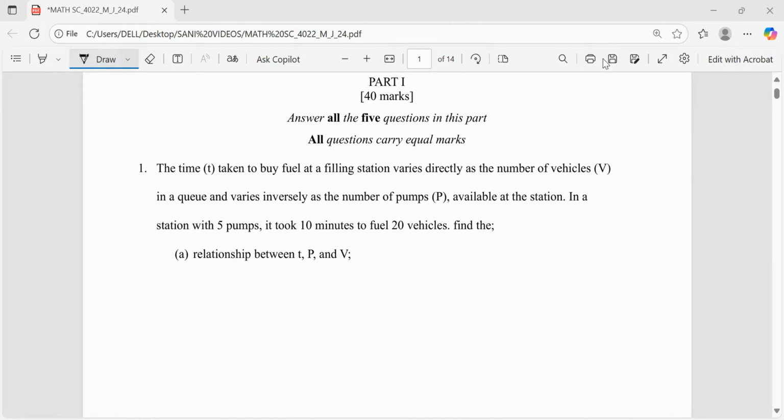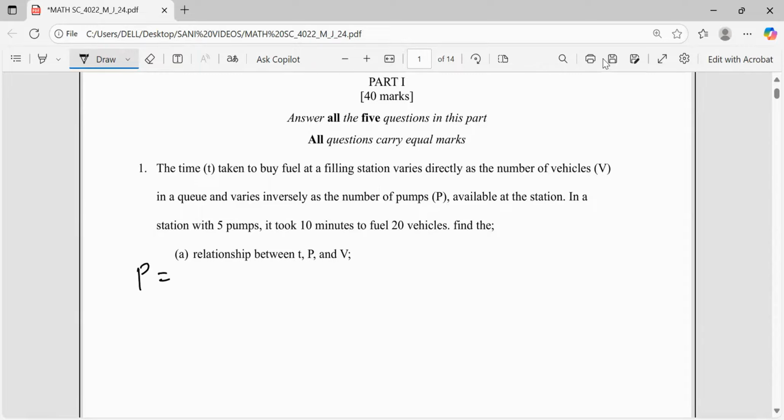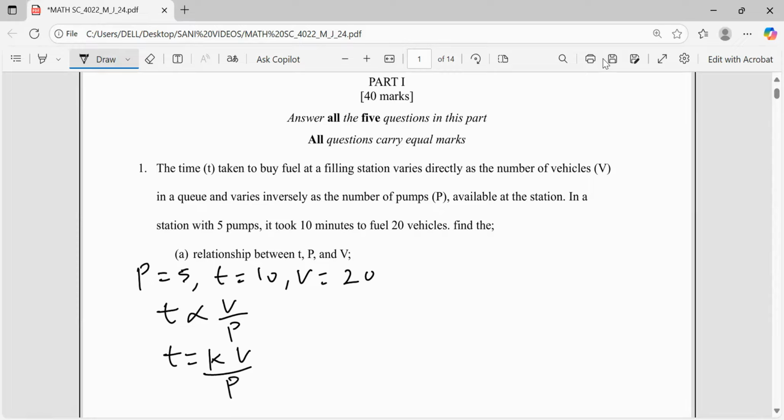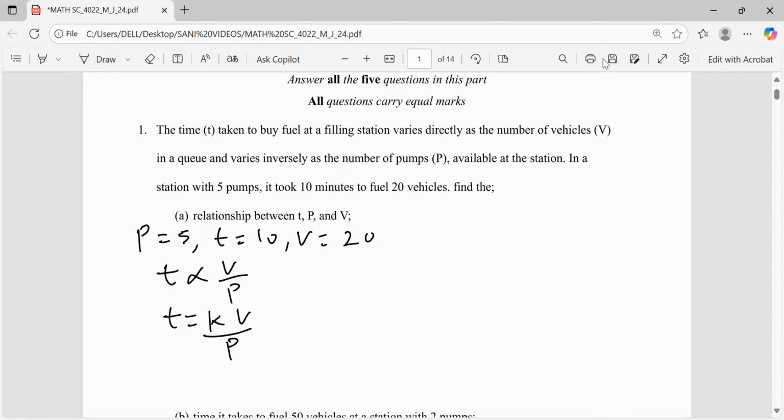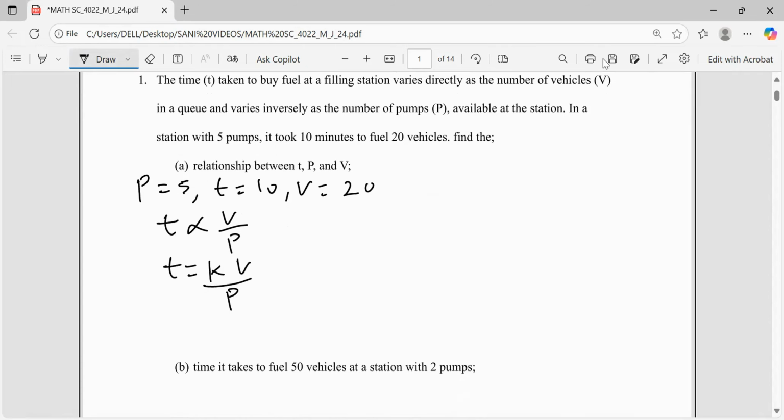So let us interpret the question. Given that P equals 5, T equals 10 minutes, and V equals 20. So T varies directly as V and inversely as P. So that is T equals KV over P. So we can rearrange the formula to make K subject of formula. So you have K equals TP over V.